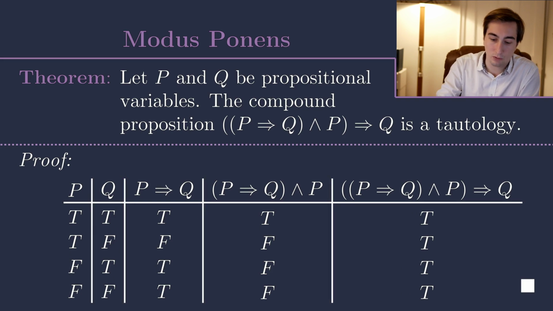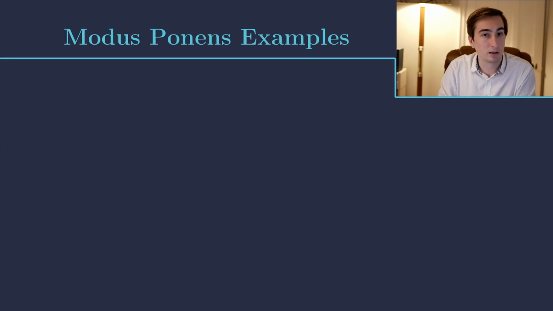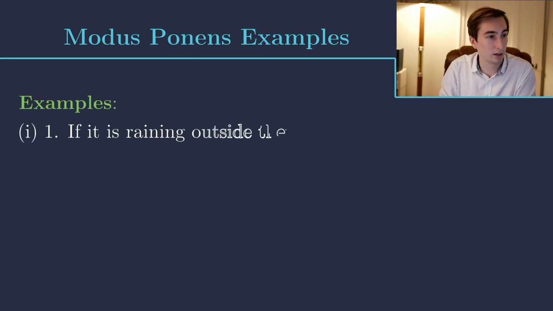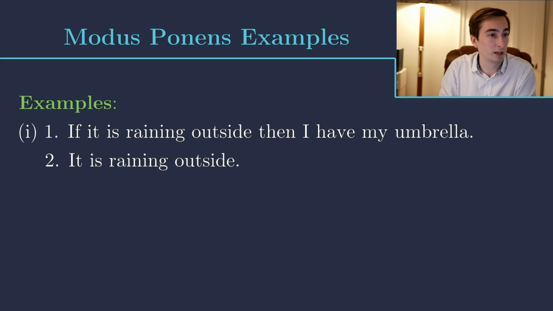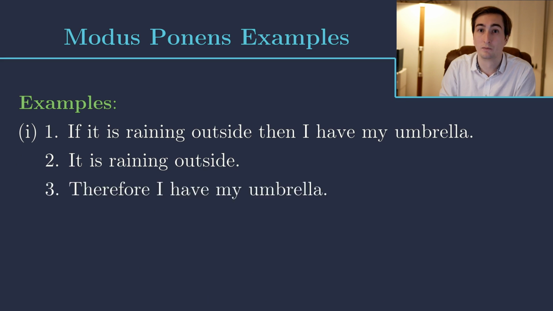So now let's look at some examples in which Modus Ponens is used. These are a couple of examples of Modus Ponens in action. We take a series of statements or propositions. The first statement we've got here is, if it is raining outside, then I have my umbrella. So this is like the P implies Q statement. The next thing, we take the P value, which is it is raining outside, and therefore I deduce Q, right? The third, therefore I have my umbrella. So that's effectively using Modus Ponens, right? I've affirmed the premises and I've therefore affirmed the conclusion.